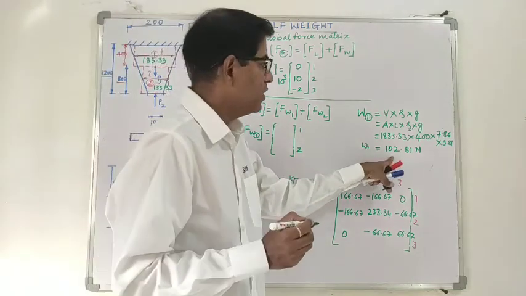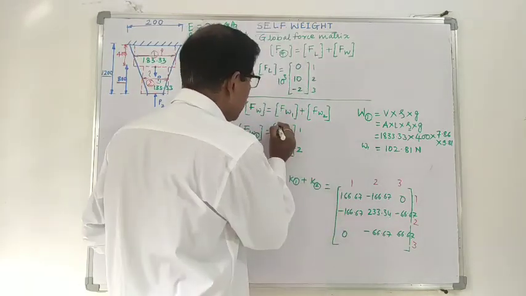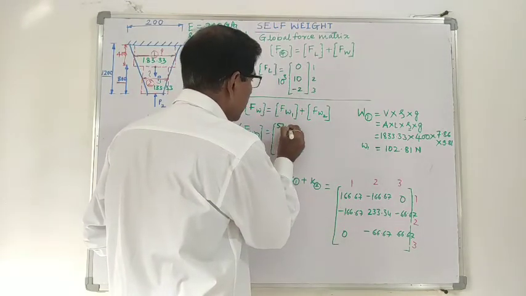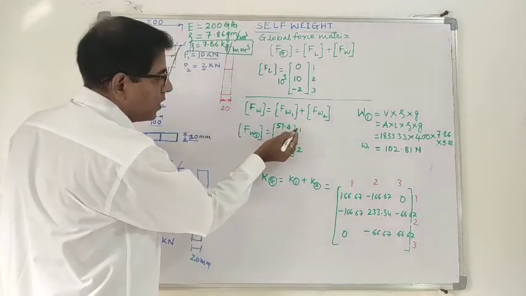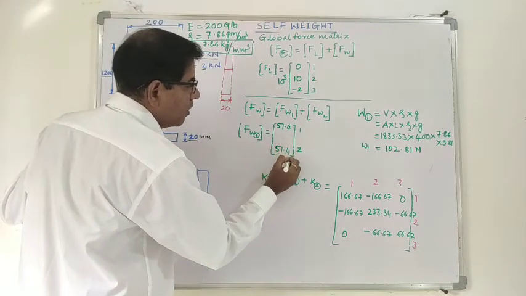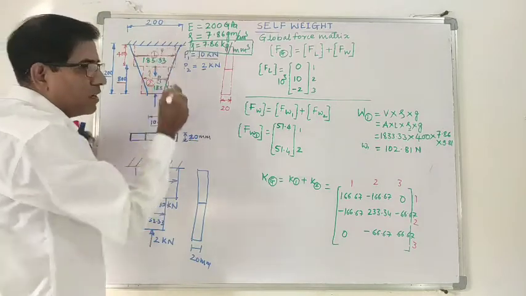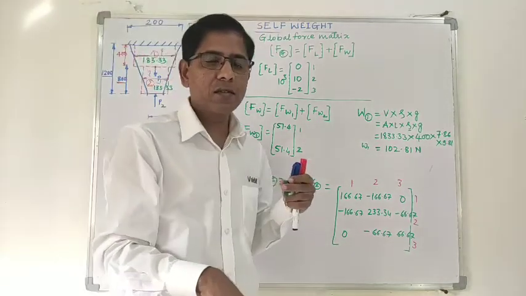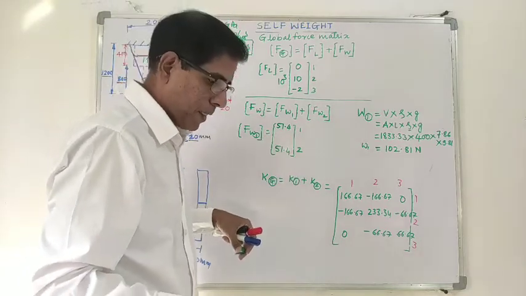So 102.81 divided by 2, that is 51.4. That will be distributed at node number 1, and 51.4 will be distributed at node number 2. Okay, and we know that the weight always acts downward, so that is why it will be positive.